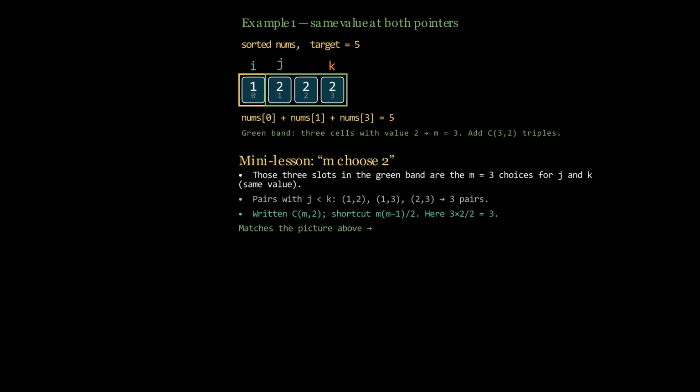Look at the green band in the diagram above, 3 index slots, all showing 2. We need 2 different slots for j and k, with j to the left of k. Listing pairs gives 1 2, 1 3, 2 3, 3 pairs. That is 3 choose 2, or m times m minus 1 over 2, 3 times 2 over 2 is 3. That is the only formula you need here. Next we move on.